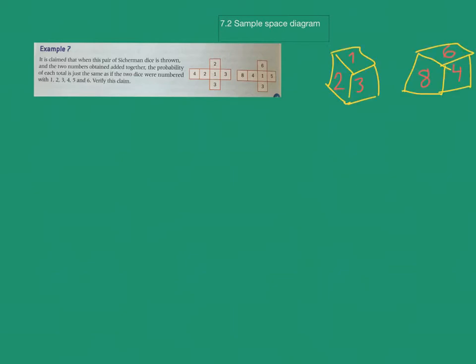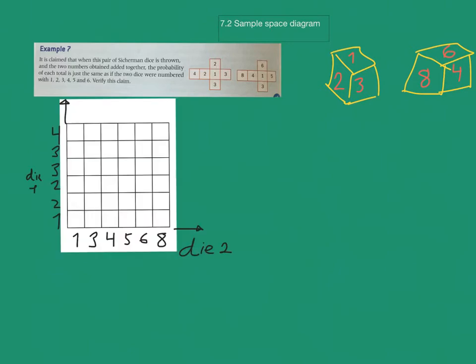If we were to draw these dice, they would look something like this, but we wouldn't be able to see all the sides, and the diagram in the example is one way of representing these dice. The easiest way to solve this is by using a sample space diagram. Okay, so here we have a sample space diagram for the two Sicherman dice. And a sample space diagram shows all the possible outcomes that we could have from these two dice.